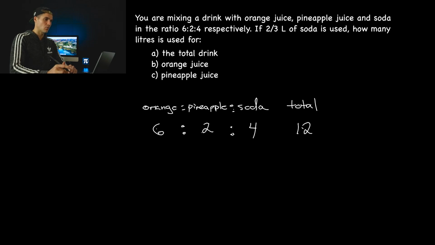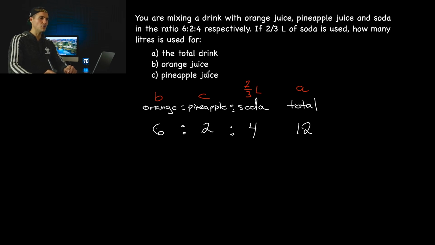Now, what are we given? We're told that 2/3 of a liter is used for soda, right there. And so what are they asking us for? They're asking us for how many liters is used for the total drink. So this is going to be part A right here. How many liters is used for the orange juice? That's going to be part B. And then how many liters for pineapple? That's going to be part C. And we can actually just have those as the variables over here.